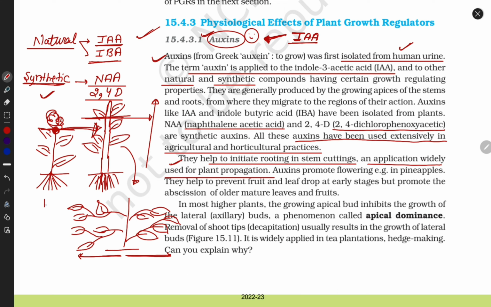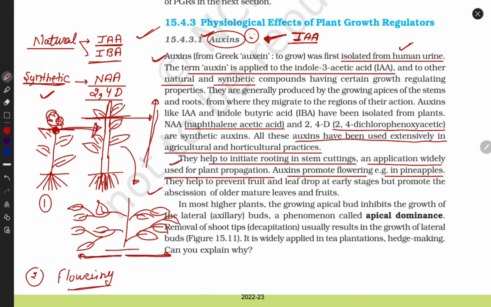Next important, this is one importance. We know that in every mandir, temple, you know, guys, there are gardens. There farmers cut the grasses and plants, and they manage the plant growth. Some plants grow long in size, but some plants grow horizontally. The second importance is that auxin promotes flowering, for example in pineapple.